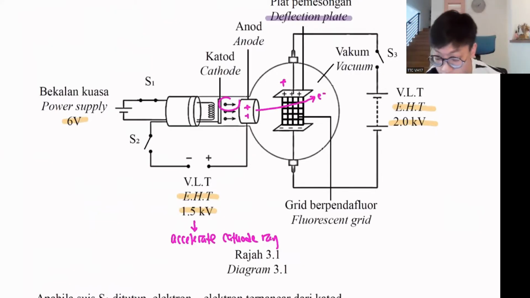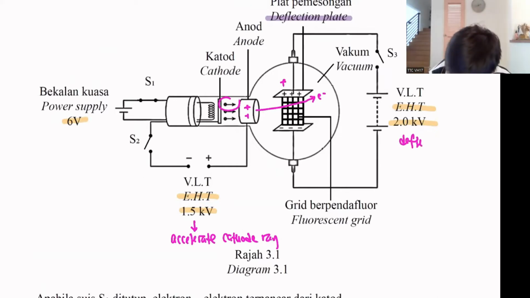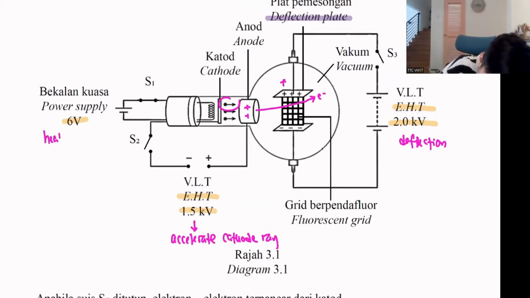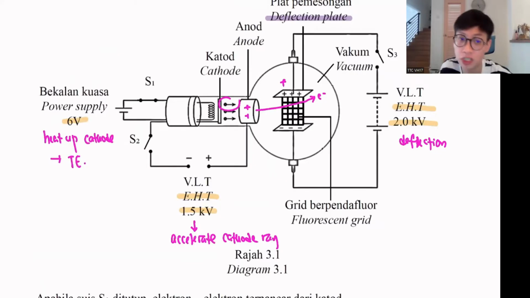Why? Because your cathode ray is electrons. So this one is to do deflection, so there is a difference. Don't mix them up. Then this one is for you to heat up the cathode so that you will have thermionic emission. You have to understand the purpose, not just memorize it. Now, why is knowing this very important?